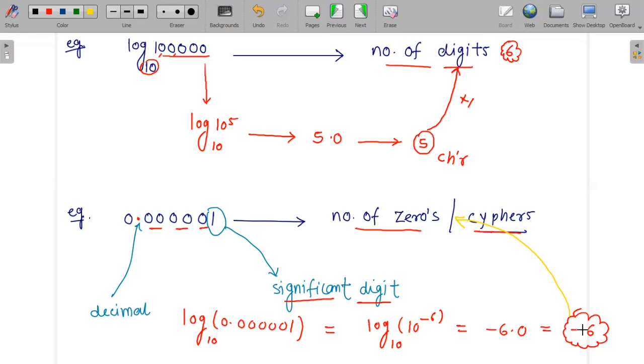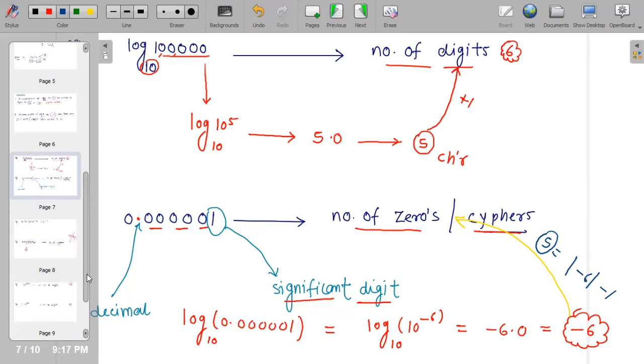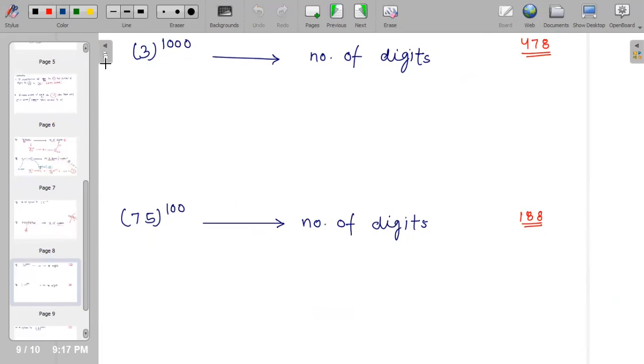So take absolute value of -6. Absolute value means take the mod of -6. You will get a 6. So 6 minus 1, subtract 1 from your modulus value or absolute value, it is 5. So there we go. This is how we got the number of zeros in any number if it does exist. So let's take one more example.